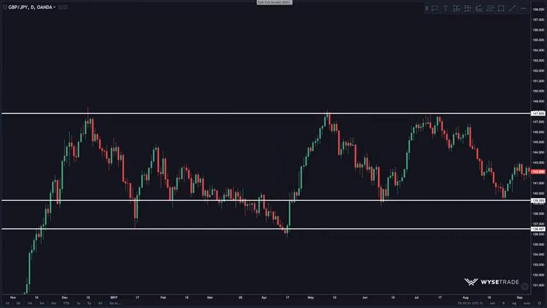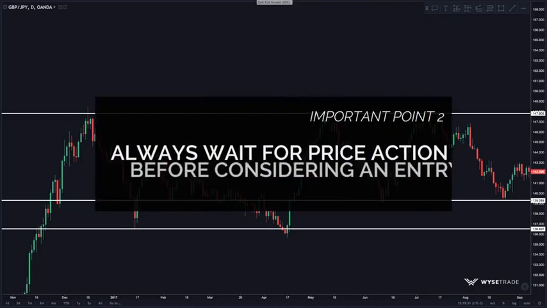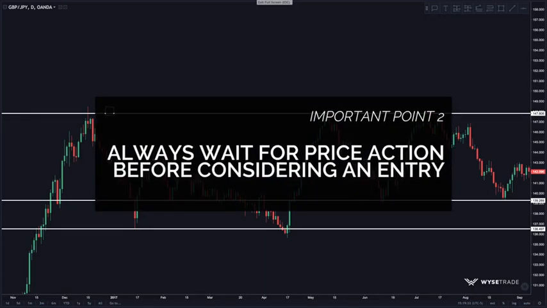The second important point is that just because you have support and resistance drawn in does not mean you jump into trades every time price gets to these areas. You always have to wait for price action and confirmation at these areas before even considering a trade. This is what we have been referring to as the market showing its hand.